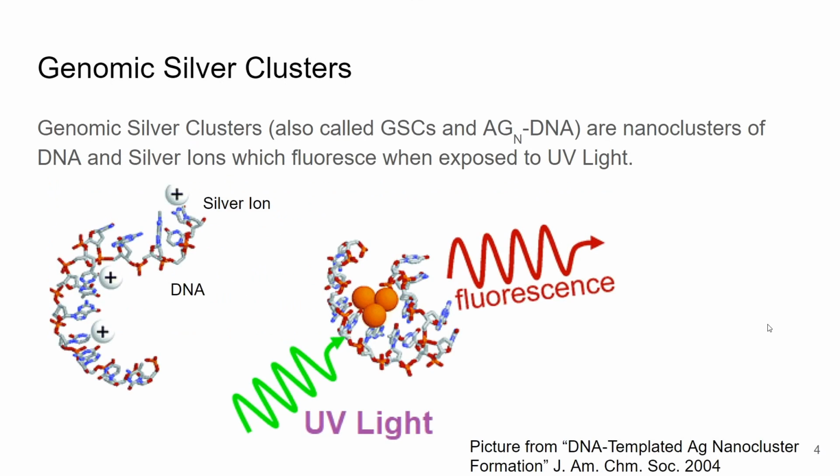So overview and goals. First things first, understanding a bit of the terminology, right? Genomic silver clusters, which I'm also going to be referring to as GSCs, and in some of the papers on them, you'll see them referred to as AgN-DNA. They're basically nanoparticles of DNA and silver, and they fluoresce when they're exposed to UV light.